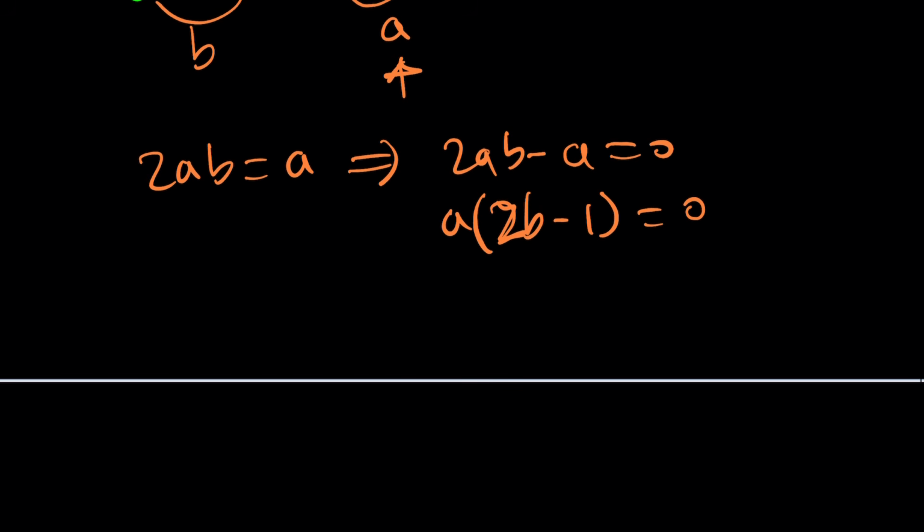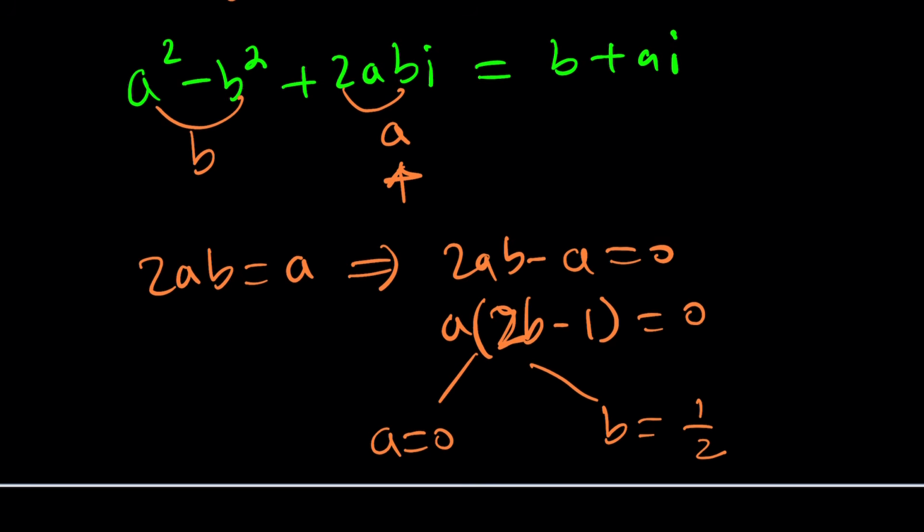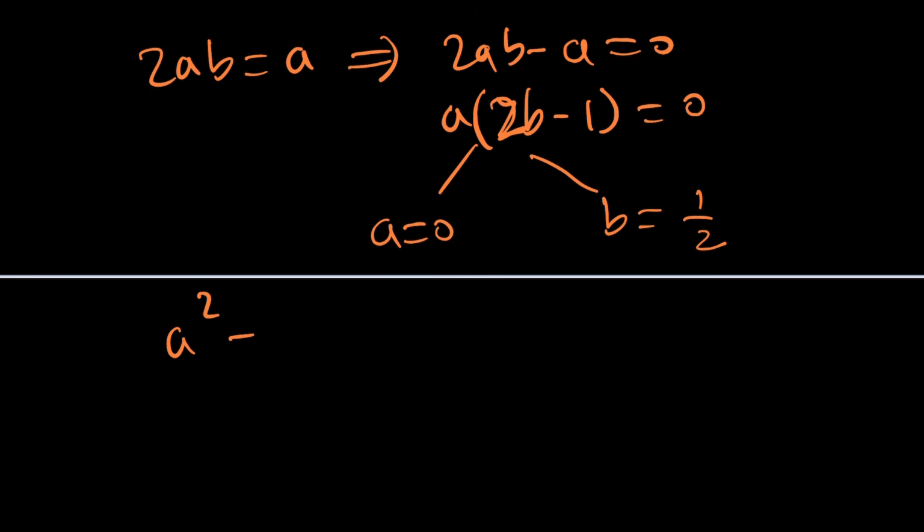And then from here, you get 2 things. a is equal to 0. But if a is 0, then b is 0, I think. Or I could check. Or b is 1/2. Now, let's go ahead and look at the second equation, which is a squared minus b squared is equal to b. If a is 0, we're going to get b equals 0 or b equals negative 1. So from here, b is 0 or b is negative 1.